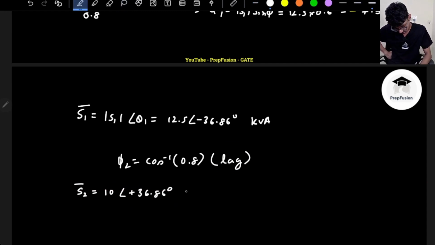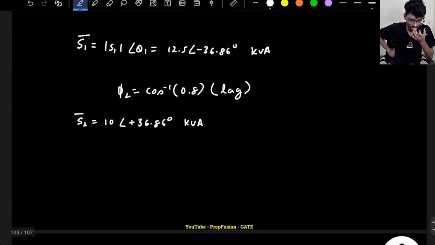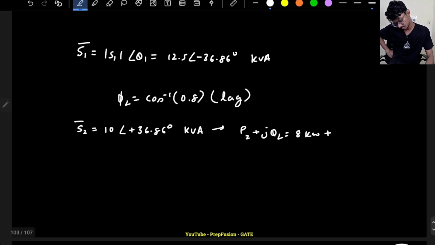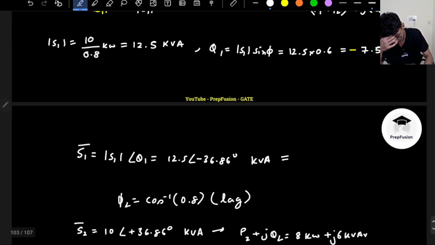Now, can I add the powers individually? Of course you can. You can individually write down the powers as well. What will be the power here? P2 plus jQ2. Active power will be 10 into cos, 0.8, so this will be 8 kilowatt plus 0.6 into 10, that will be 6 kVAR, j kVAR. And for the first load we have already written the active and reactive powers. Active power is 10 kilowatt, that was given in the question, minus j 7.5 kVAR.